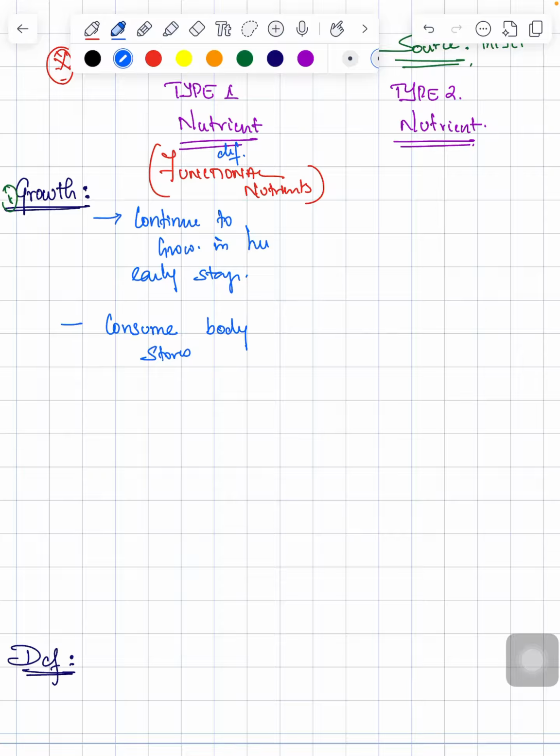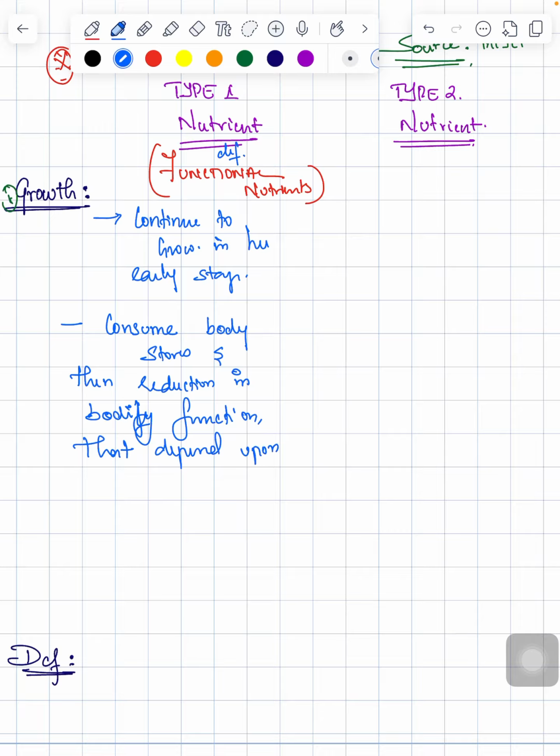There will be a reduction in body function that depends upon the deficient nutrient, whether it is iron deficiency, iodine deficiency, or vitamin A, D, E deficiency. It will depend upon the particular nutrient.